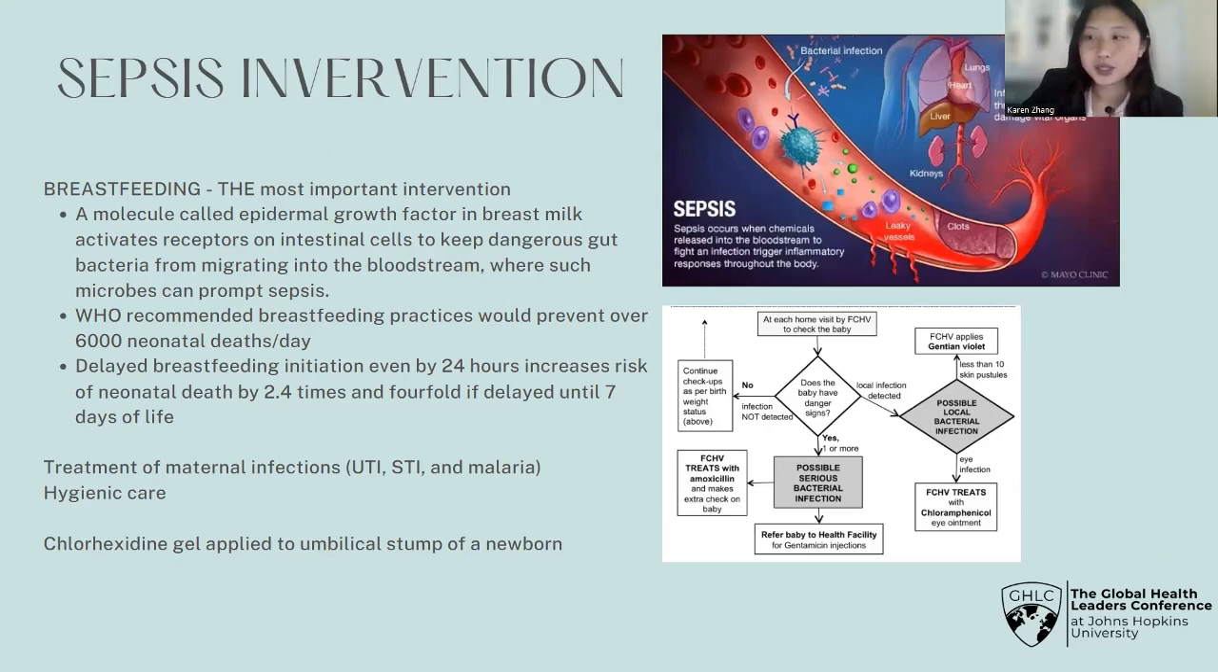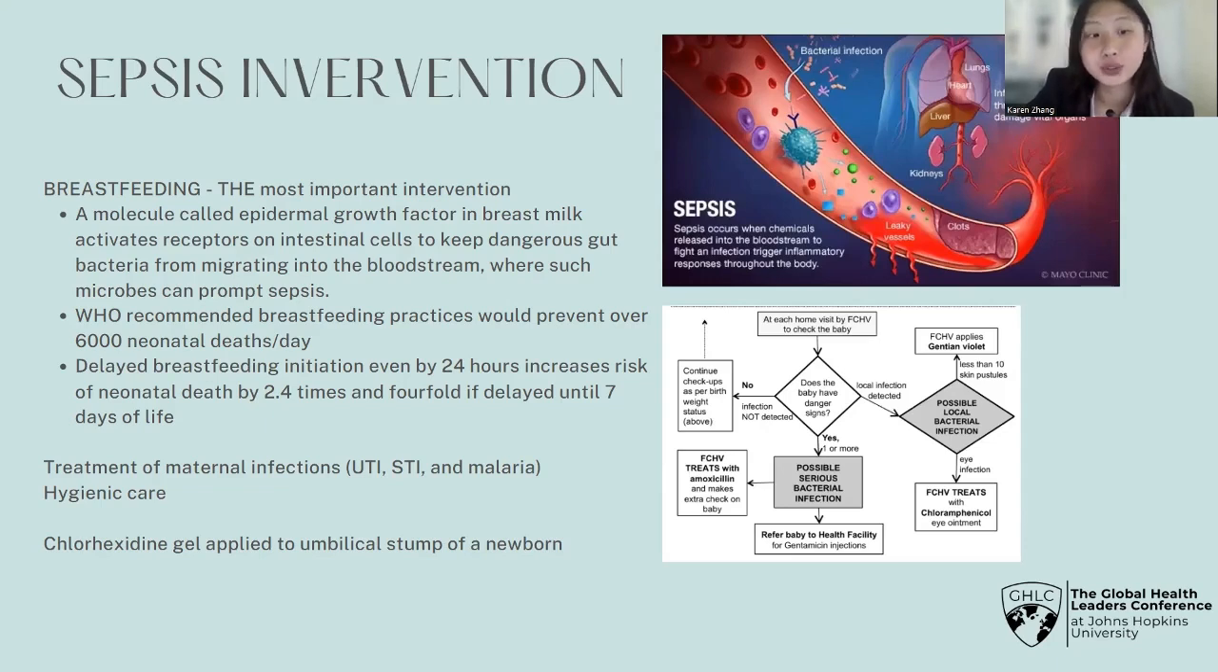All right. So, sepsis intervention. Breastfeeding is the most important intervention. There's a molecule called epidermal growth factor in breast milk that activates receptors in the intestinal cell that keeps dangerous gut bacteria from migrating into the bloodstream, where microbes can prompt sepsis. And the World Health Organization recommended breastfeeding practices would prevent over 6,000 neonatal deaths a day. And delayed breastfeeding initiation by even 24 hours increases the risk of neonatal death by 2.4 times, and fourfold if delayed until 7 days of life.